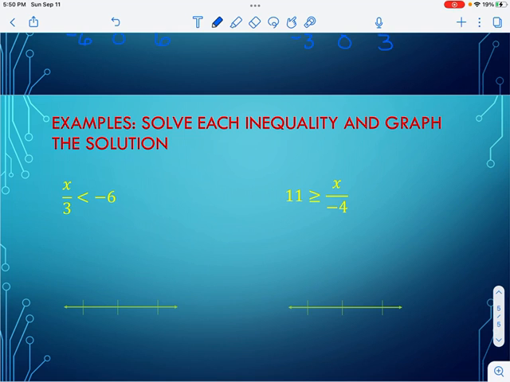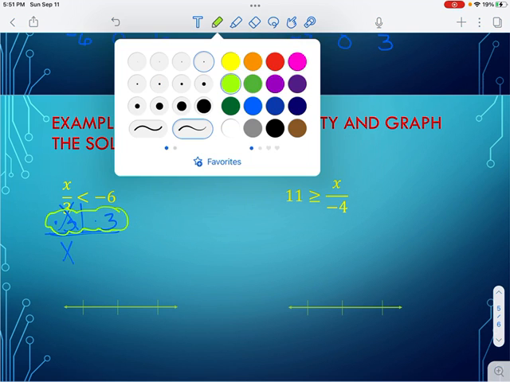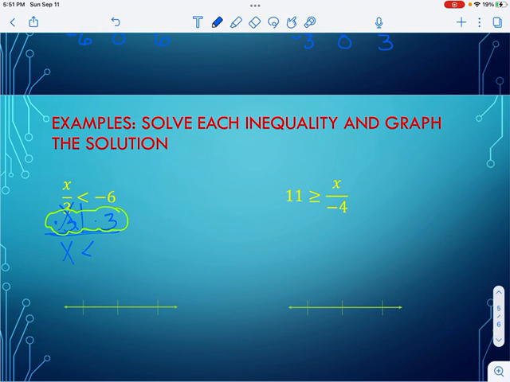Okay, let's try a couple division problems. So we're going to start here on the left. I'm going to draw my upside down T. So now I have x divided by 3. So to undo that, my inverse would be to multiply by 3. So that gets rid of that, x. Now, once again, I look, am I multiplying both sides by a negative? And the answer would be no. So that means my inequality symbol stays the same. Negative 6 times 3 gives me negative 18.